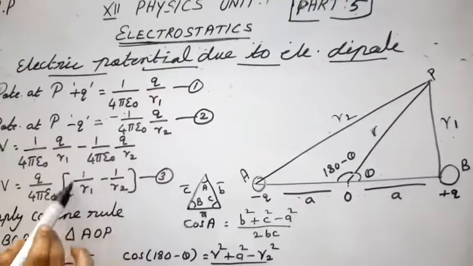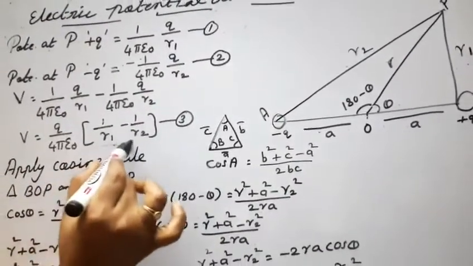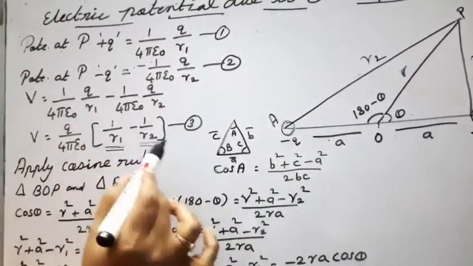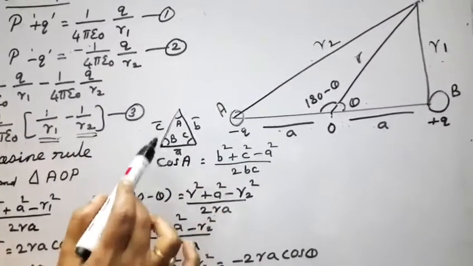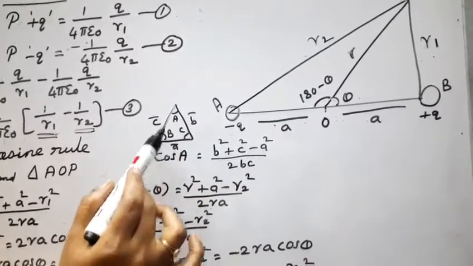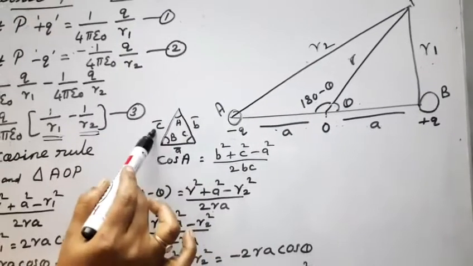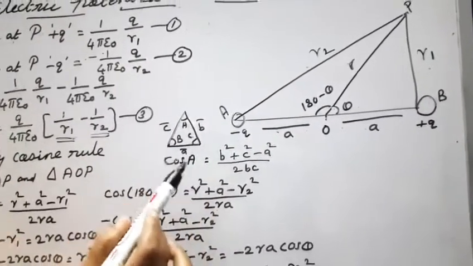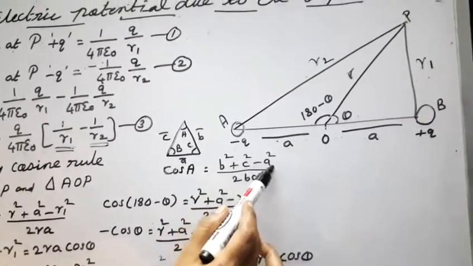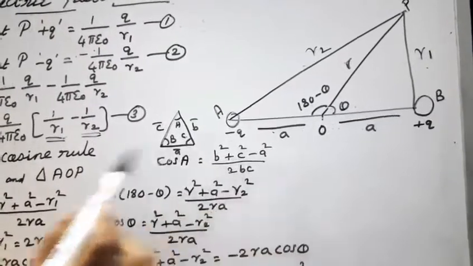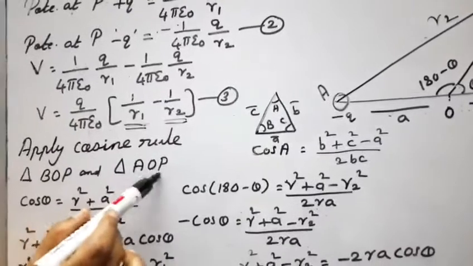This is the third equation. Here we can calculate the values of 1 by R1 and 1 by R2. We can apply the cosine rule, as you already studied in the 11th standard. This is one triangle ABC. The side opposite angle A is a bar, for angle B it is b bar, for angle C it is c bar. Suppose the cos A value we have to calculate, it means b square plus c square minus a square divided by 2bc. The same formula you apply here for the triangle BOP and the triangle AOP.